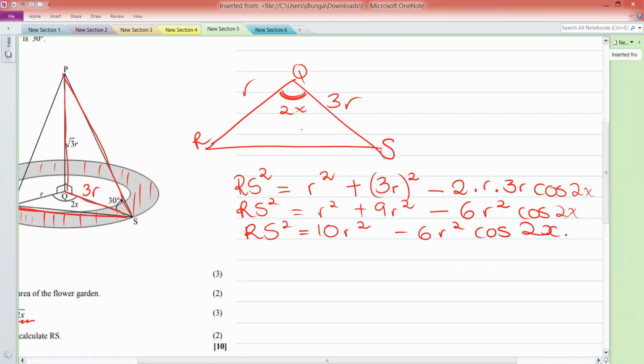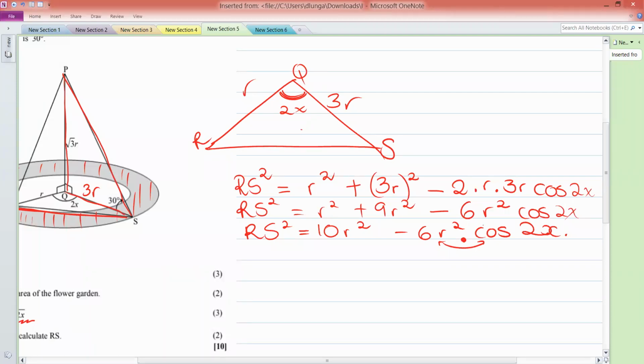Any ideas? Is there something we can do? Is there anything we can manipulate here? Isn't 10R squared minus 6R squared 4R squared? Okay, so that's multiplication. We can't separate the 6R squared from the cos 2x because they're multiplying each other here. So we're going to keep those two next to each other. We can't separate them.